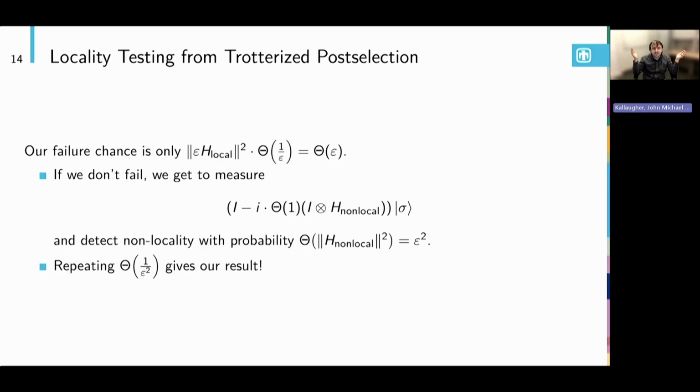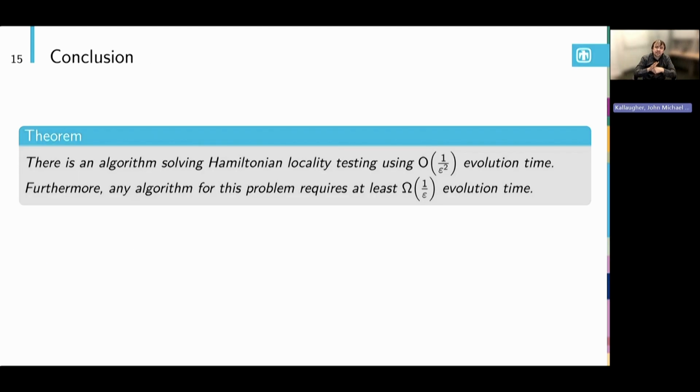We only have to repeat 1 over epsilon squared times, each paying a constant amount of evolution time in order to detect non-locality. And so that tells you that there is an algorithm that solves Hamiltonian locality testing using only O of 1 over epsilon squared evolution time. Now, the natural open question here, of course, is can you close the gap between these upper and lower bounds?